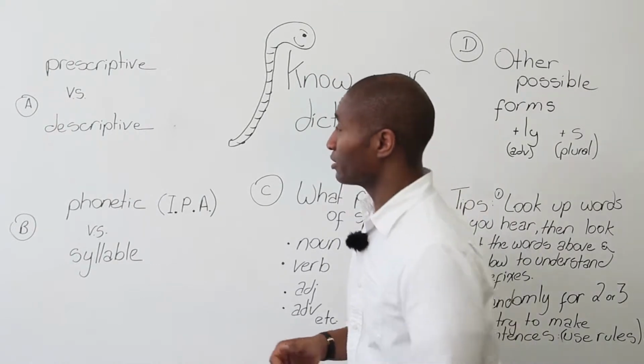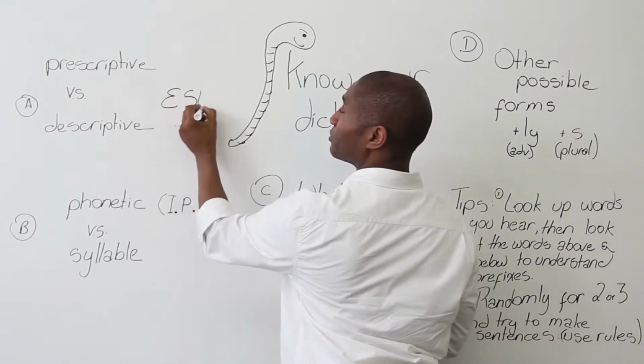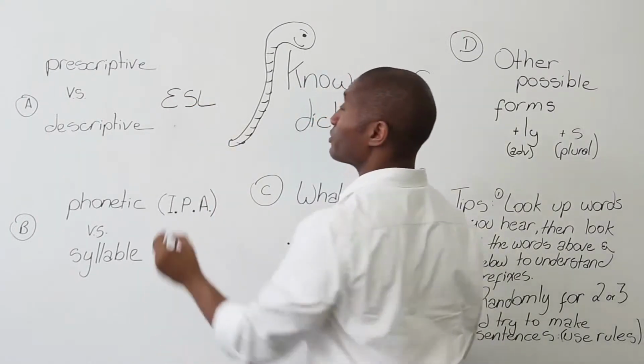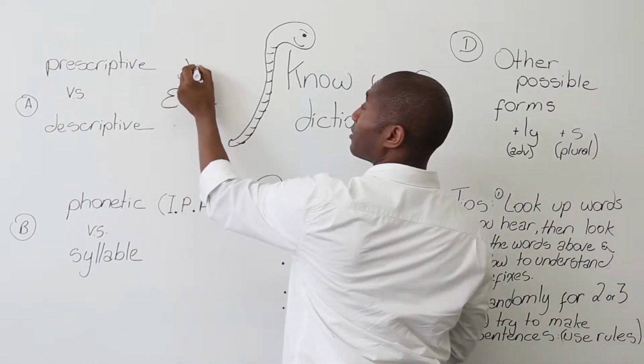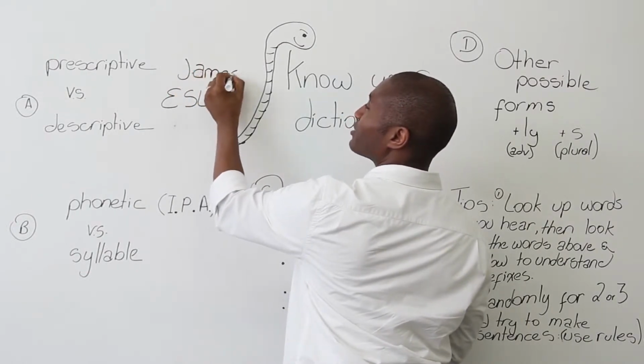But if you're learning English, and I want to tell you this because a lot of people don't know. You know my name, right? My name is James, ESL, right? James. I can't even spell my own name. It's a lie. My name is James ESL.